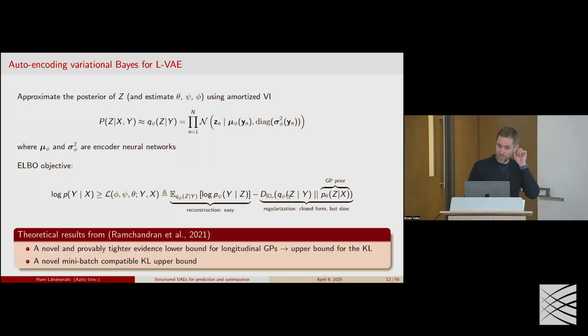So we have some theoretical results from earlier work where we proposed a provably tighter evidence lower bound for the evidence for longitudinal or additive GP models, and that provides us an upper bound for the KL term here, so that we have an objective against which we can train these models. And then we also have a novel minibatch compatible KL upper bound.